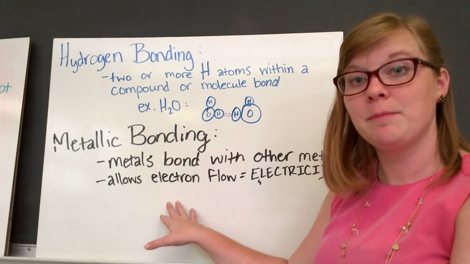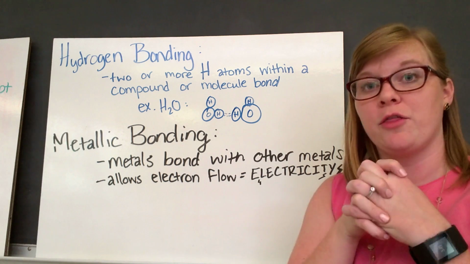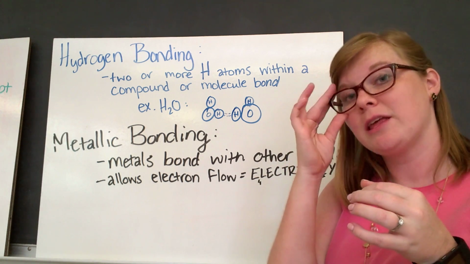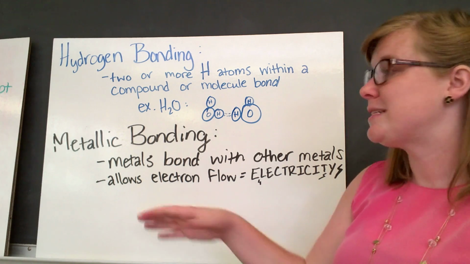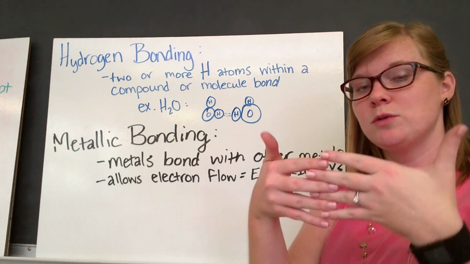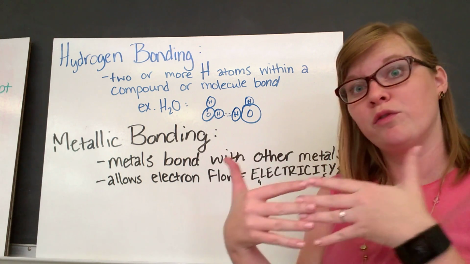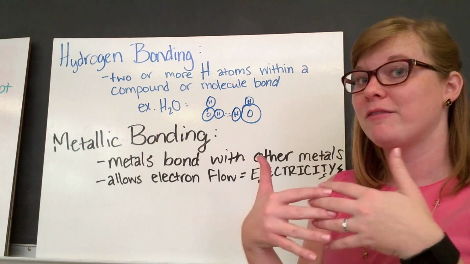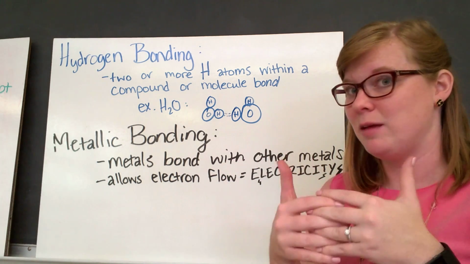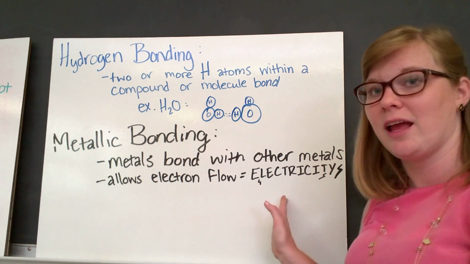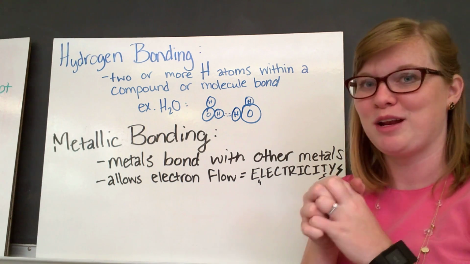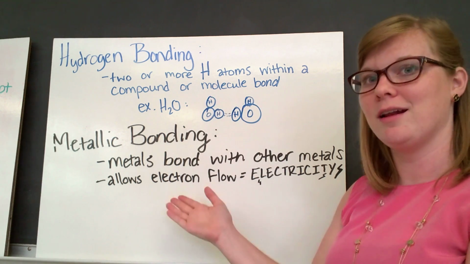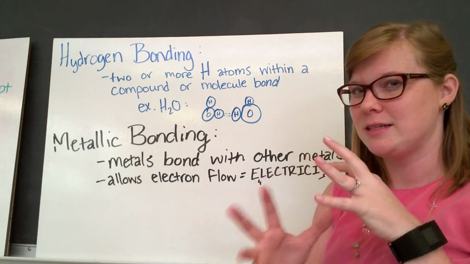All right, and then metallic bonding happens when metals are going to bond with other metals. So metals, particularly our transition metals, tend to have more free-flowing electrons, and metallic bonding occurs when those electrons are able to move freely in between atoms. And that free movement of electrons in between atoms is actually what's going to create electricity. So metallic bonding, very important. Hydrogen bonding, very important. This is how we get water and electricity, but we're going to spend less time on those in class.